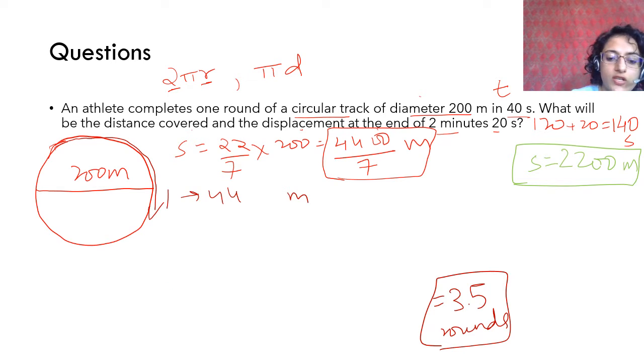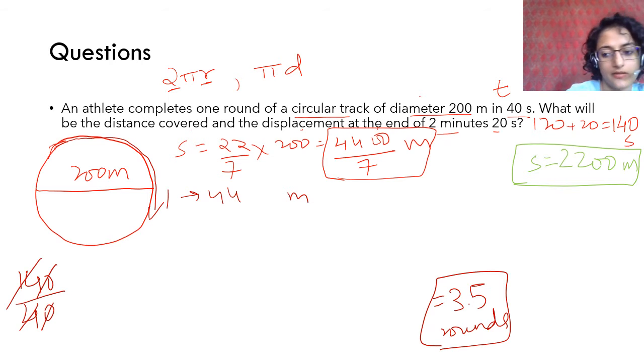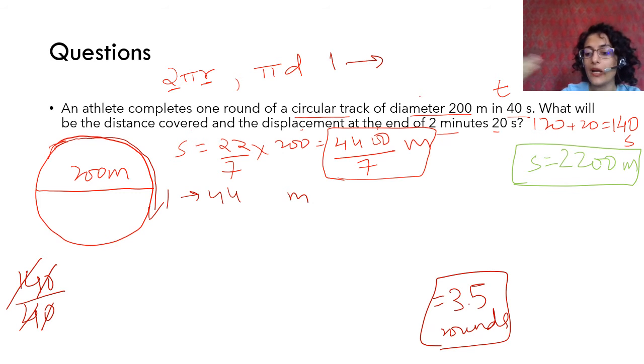You can also use a simple thing: you can divide 140 by 40. You will get the same answer. One of these two things you have to do. You have to take the proportion. You have to take how much of one, उसका कितना multiple है उसने जितना cover किया. And why we need the multiple is simple.